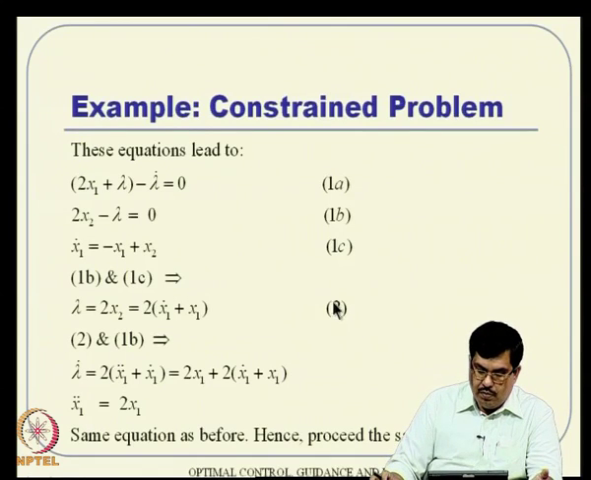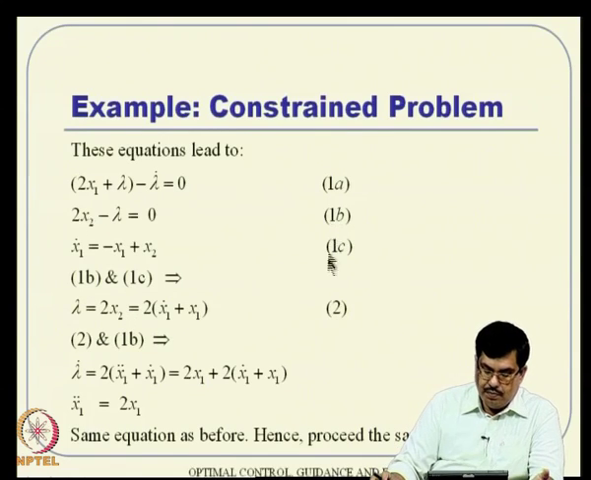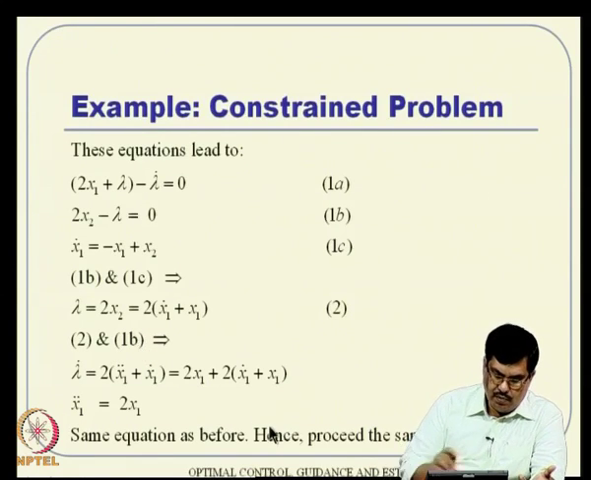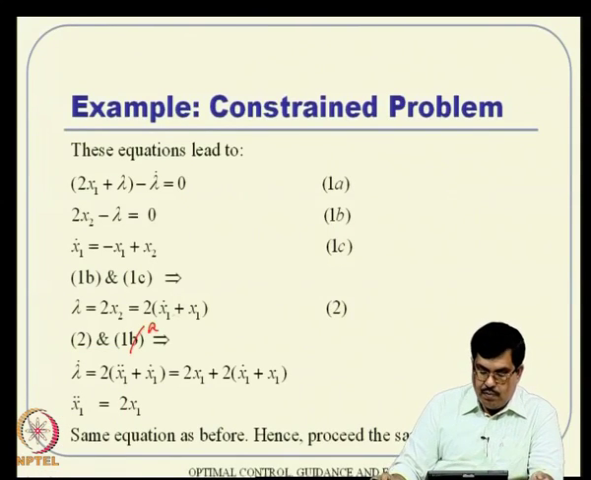So now I will use this equation 2 and 1b, which gives me that kind of equation. Lambda you have eliminated. So, what you are getting here is lambda dot, which is nothing but 2x, well, I don't know, 2 into 1a probably. Yeah, I think this should be 1a. Just check it, you can do it yourself.